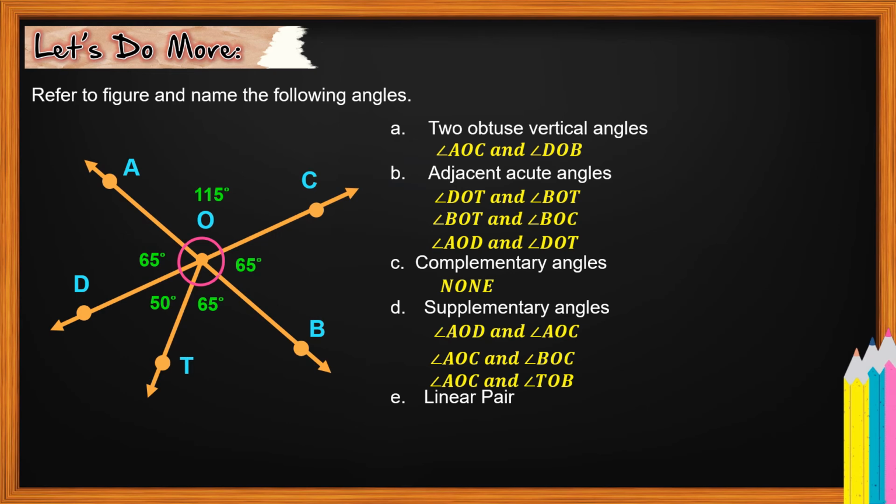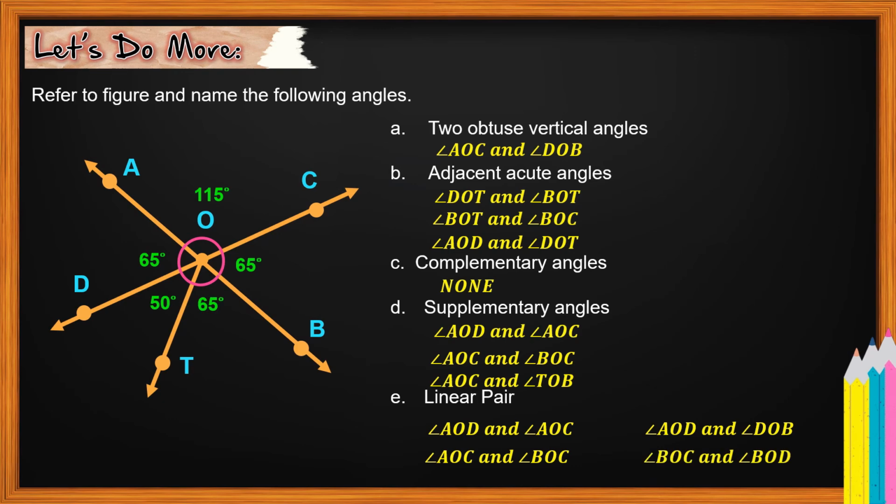And for letter E, we have the linear pair. And these are angle AOD and angle AOC. They are supplementary and they are adjacent angles. Another, we have angle AOC and angle BOC. Next, we have angle AOD and angle DOB. And angle BOC and angle BOD. Now, as you observe, they are adjacent and also supplementary. Therefore, they are linear pair.